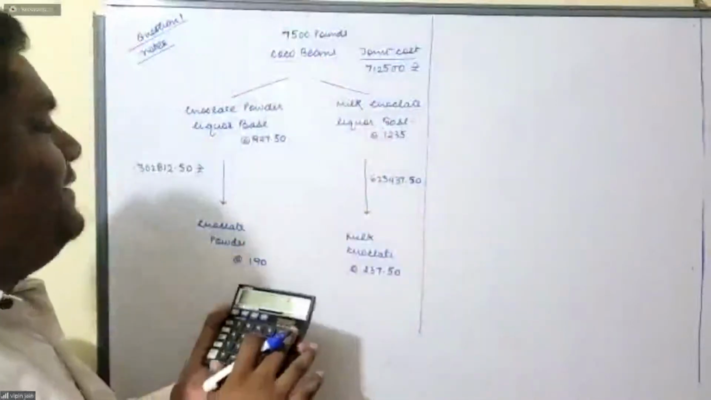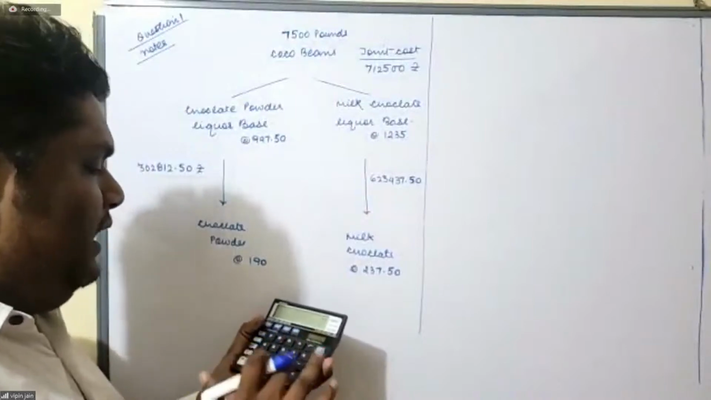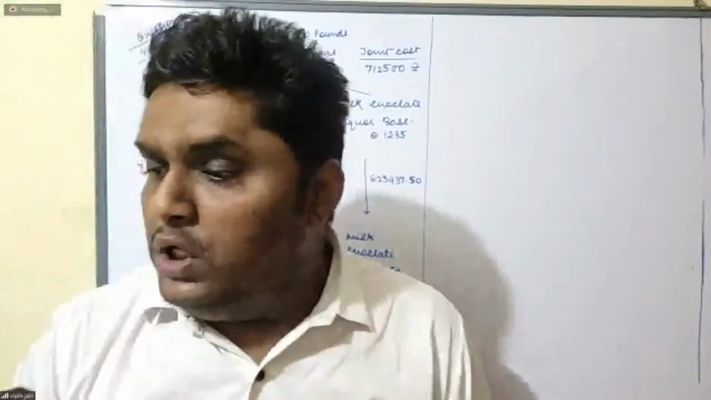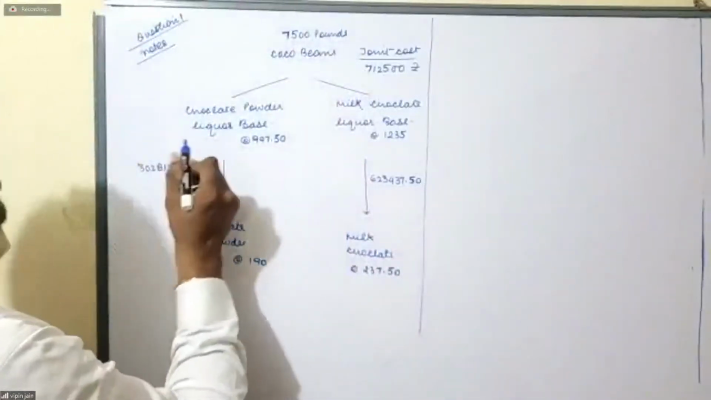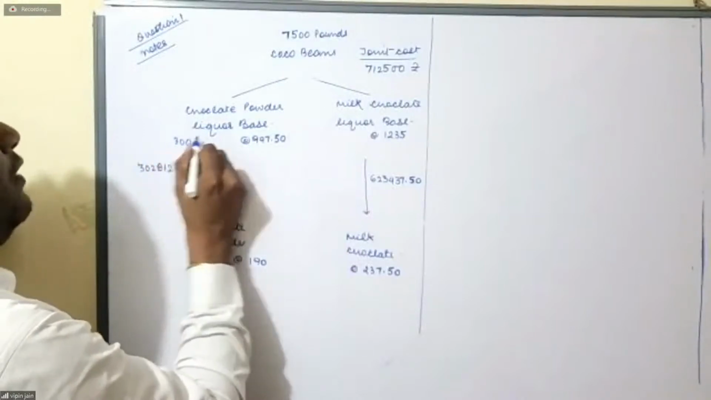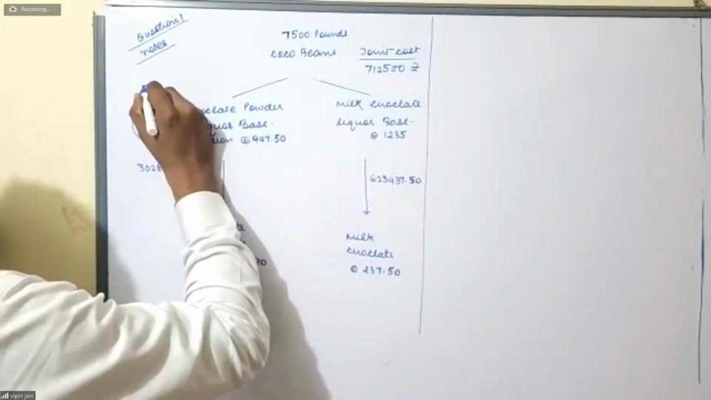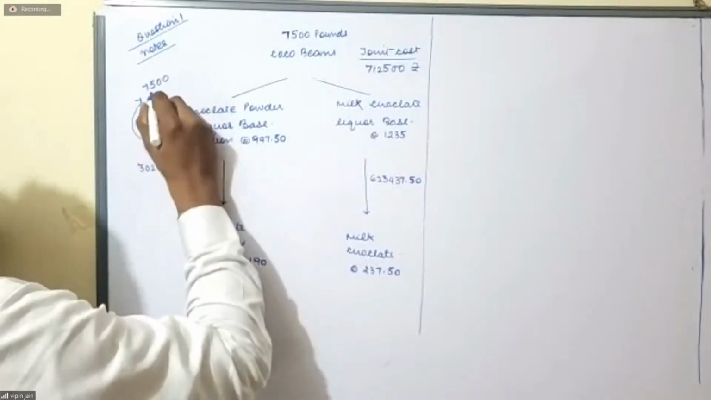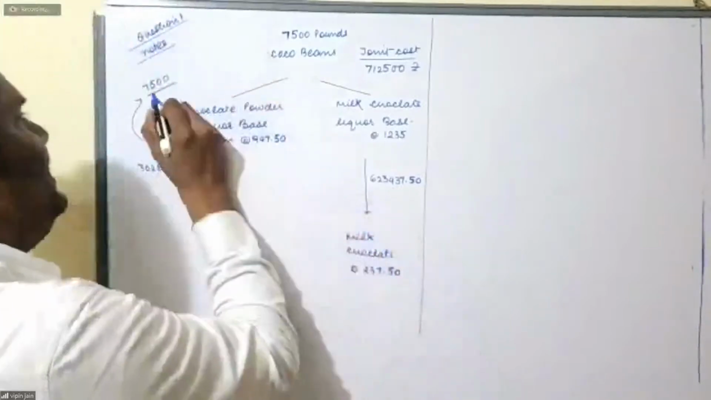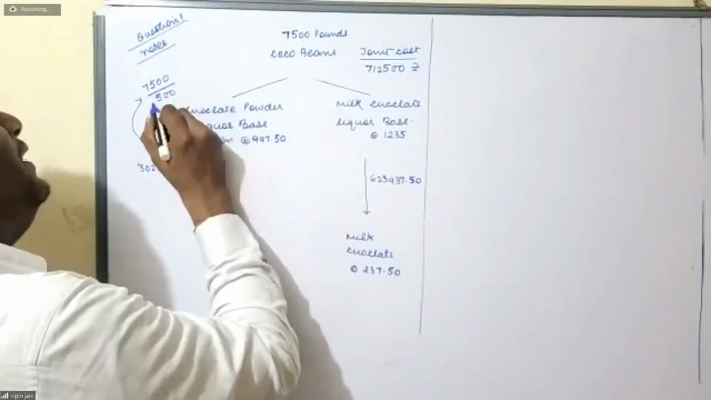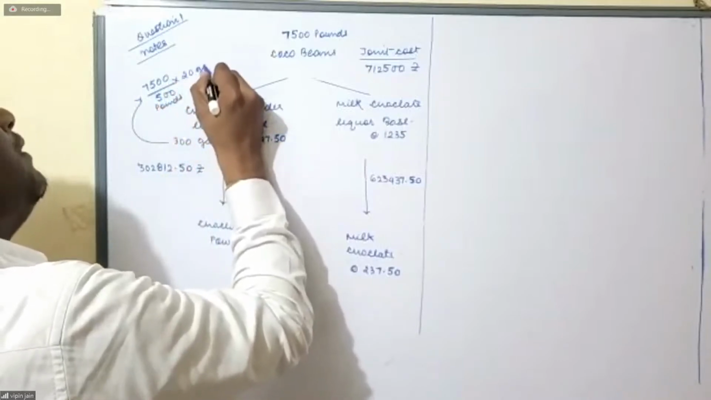So total 7,500 pounds were processed. From every 500 pounds, we are getting 20 what? 20 gallons of chocolate powder liquor base. So in aggregate, we are getting 300 gallons. How come 300 gallons? 7,500 is the total quantity processed. For every 500 pounds, we are getting 20 gallons.